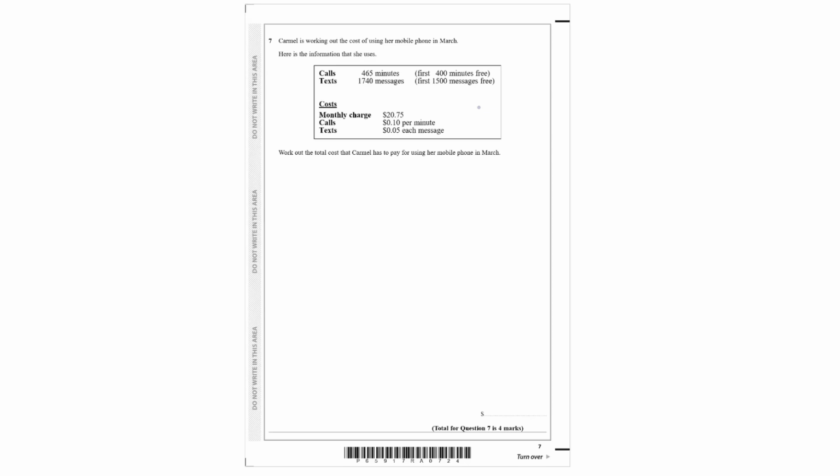Question 7. Caramel is working out the cost of her mobile phone in March. Here is the information she uses. Work out the total cost that Caramel has to pay for using her phone in March. So to work out the total cost, we can see that we have a monthly charge, we have calls, and we have texts. Now we can find each of these values. For the monthly charge, it's already given as $20.75.